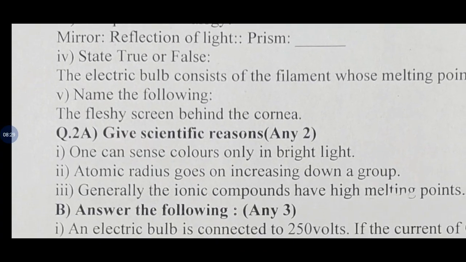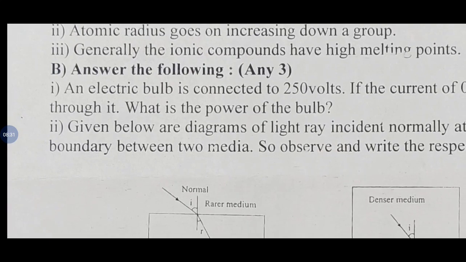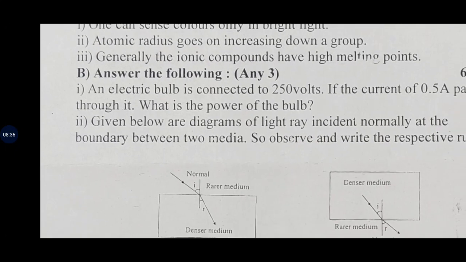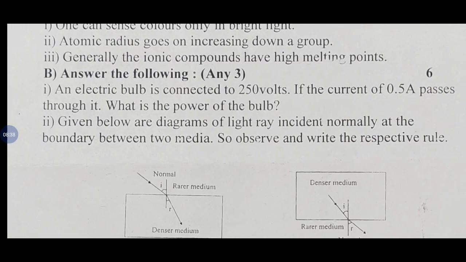Next one, B part, second B question, second B, answer the following any 3. 5 options are given. First one is a numerical problem. An electric bulb is connected to 250 volt, that is a potential difference is given. If the current I is equal to 0.5 ampere passes through it, find out the power of that bulb.